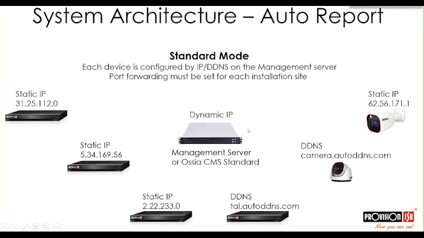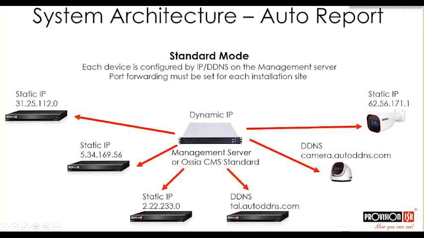So, like I said, we have here 6 devices. All of these 6 devices must have a valid IP or DDNS, and it must have port forwarding as well. And now we will configure all of these 6 devices on the CMS, and the CMS will connect with those devices.